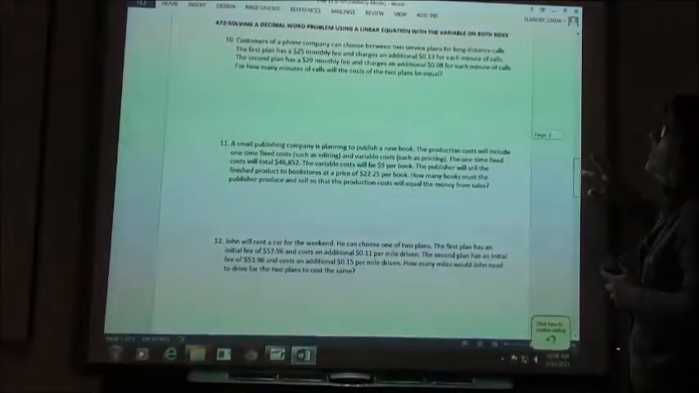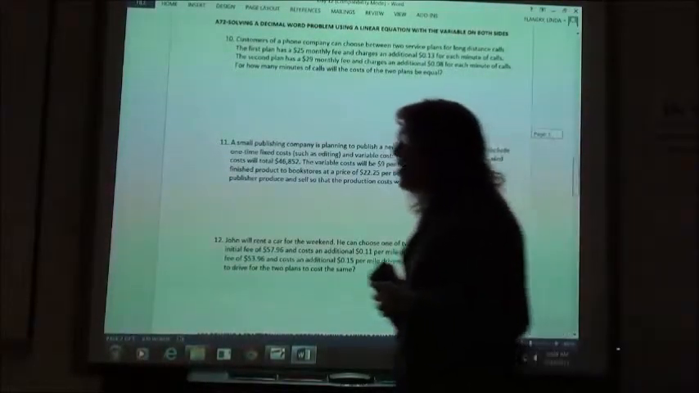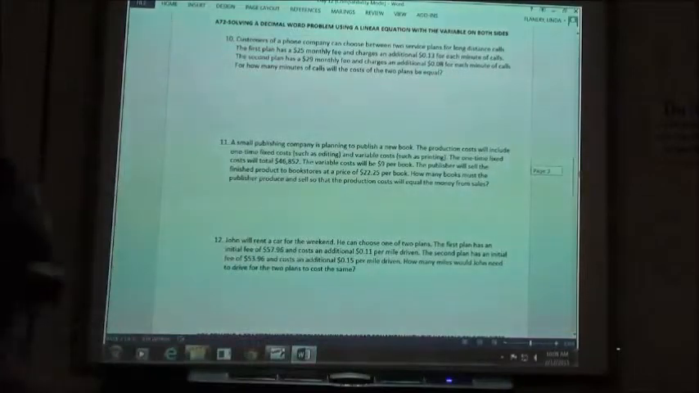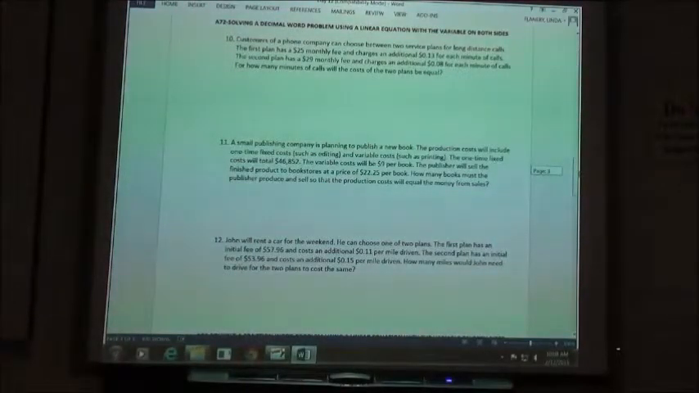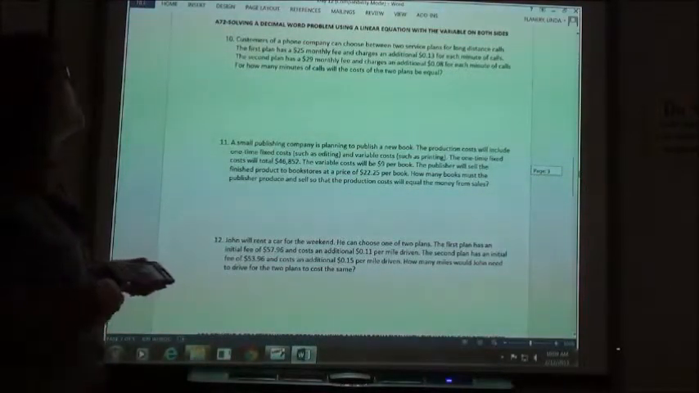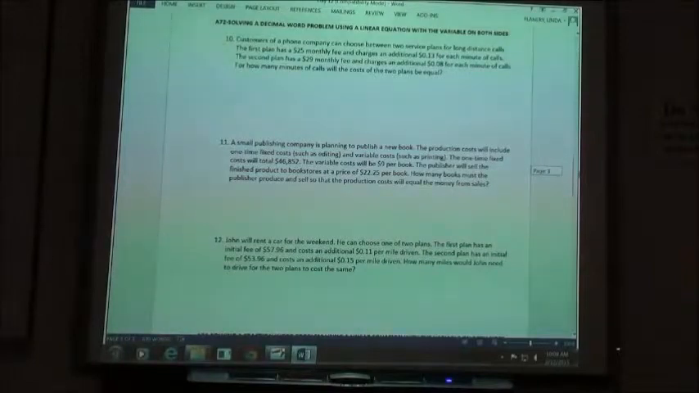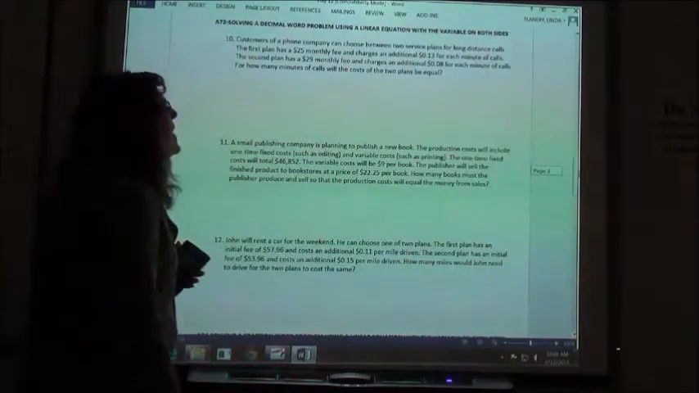The next ones get a little bit longer. These ones are going to have variables on both sides of the equation instead of just one side of the equation. It says, customers of a phone company can choose between two service plans for long distance calls. The first plan has a $25 monthly fee and charges an additional 13 cents for each minute of calls. The second plan has a $29 monthly fee and charges an additional 8 cents for each minute of calls. For how many minutes of calls will the two plans be equal?